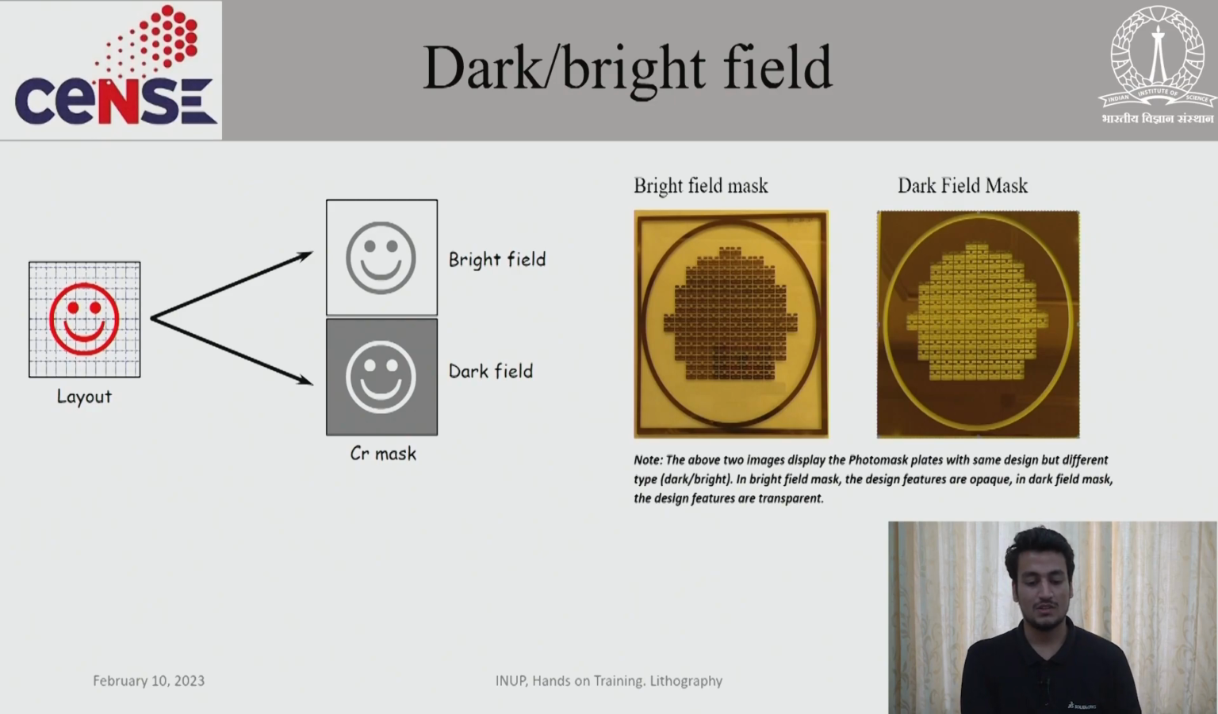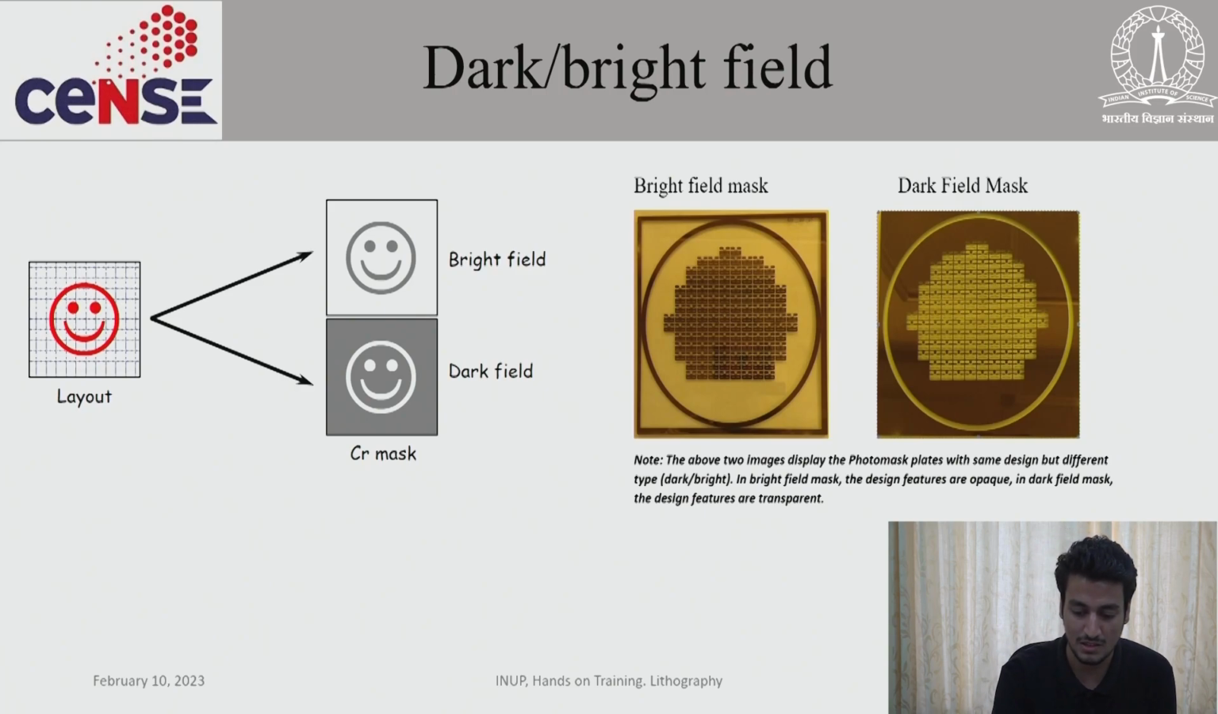Again, we can divide the photomask into two types. One is dark field and one is bright field. By the name you can take a guess: dark field means the field is dark, and bright field means the field is bright. So what does it mean? Dark field means the area other than the design. Except the design, the other area will be opaque, that means it's dark. In bright field, the field will be bright, that means transparent, and in dark field, the field will be dark, that means opaque.